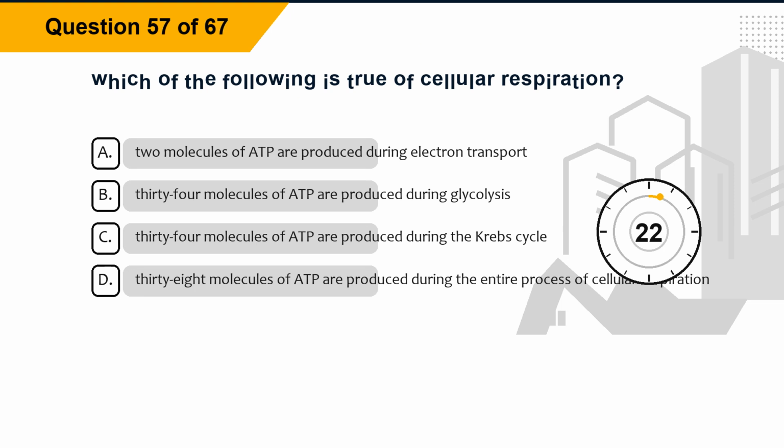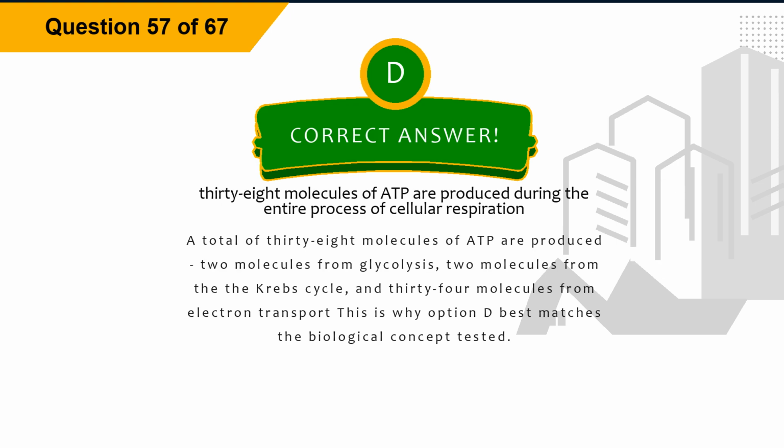Question 57. Which of the following is true of cellular respiration? Option A. 2 molecules of ADP are produced during electron transport. Option B. 34 molecules of ADP are produced during glycolysis. Option C. 34 molecules of ADP are produced during the Krebs cycle. Option D. 38 molecules of ATP are produced during the entire process of cellular respiration. The correct answer is option D. 38 molecules of ATP are produced during the entire process of cellular respiration. Explanation. A total of 38 molecules of ATP are produced, 2 molecules from glycolysis, 2 molecules from the Krebs cycle, and 34 molecules from electron transport. This is why option D best matches the biological concept tested.